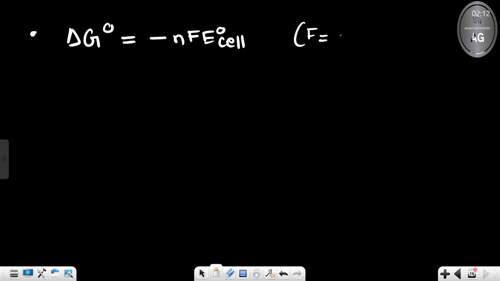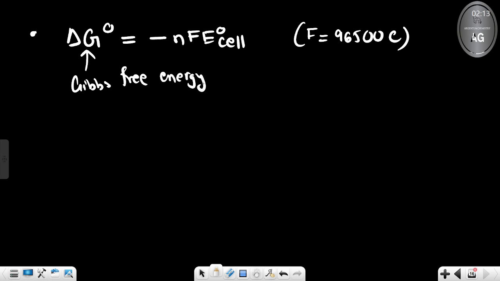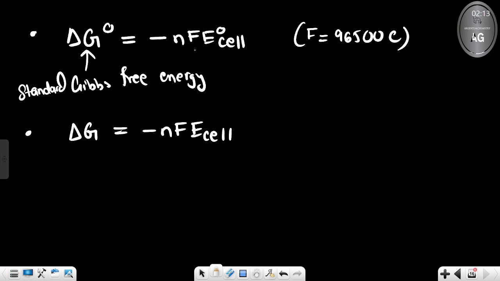What is F? F is 96,500 coulomb. What is G? G is Gibbs free energy, and this is standard Gibbs free energy because of the 0 on top. Similarly I can write the equation without the 0 also: delta G equal to minus nFE cell. At that time it will not be the standard cell value. n is the number of electrons exchanged, that always has to be put.